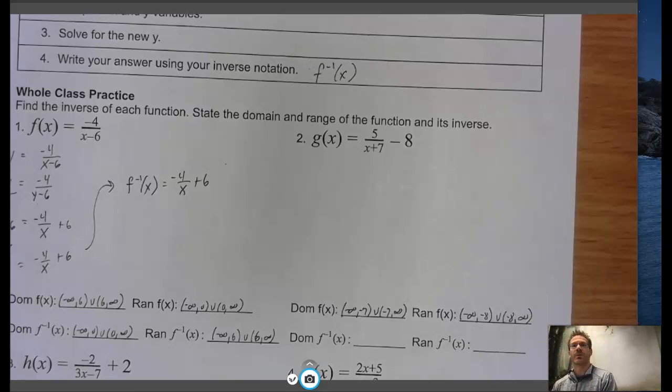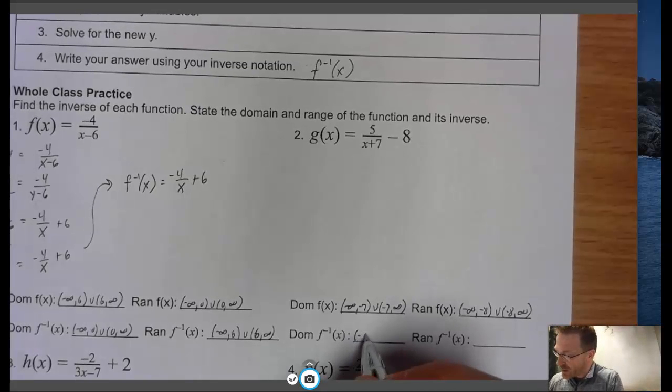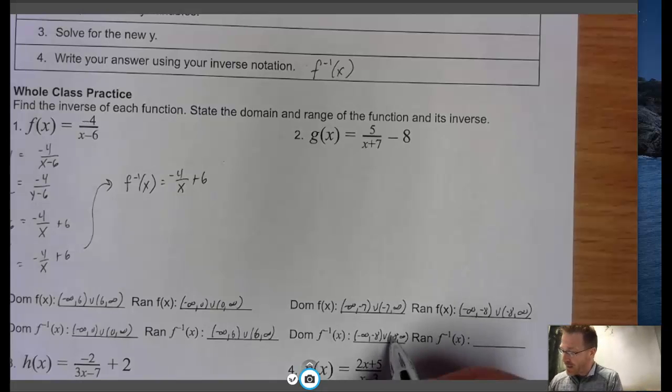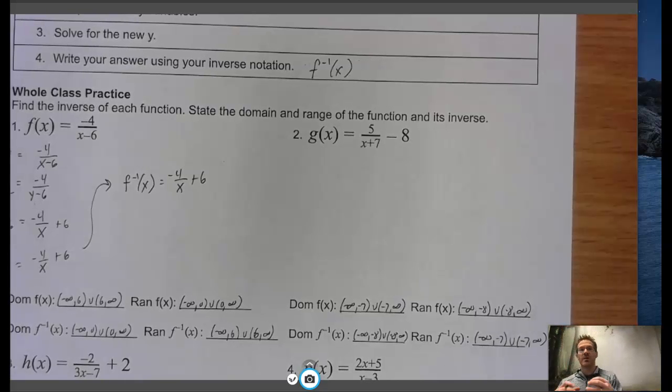Now, once again, if we swap those, knowing what's going to happen with our inverses, the domain of my inverse should be negative infinity to negative 8, and then negative 8 to infinity. My 8 almost tried to turn into an infinity symbol there. And then my range is now going to be negative infinity to negative 7, union negative 7 to infinity. And so once again, we should be able to see this once we finish solving.